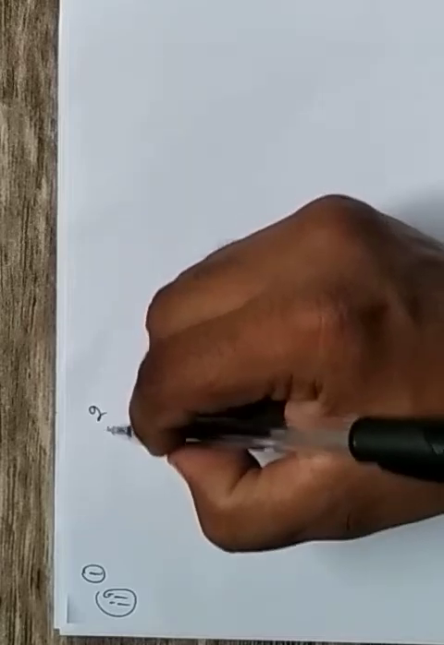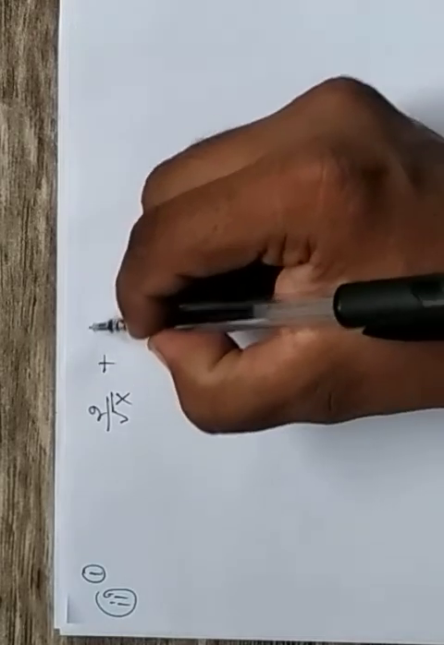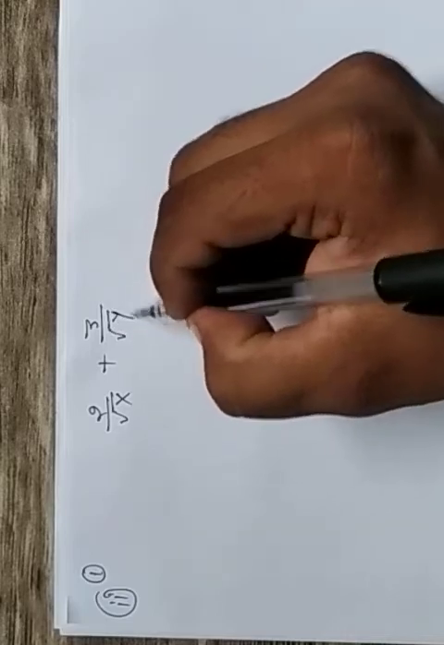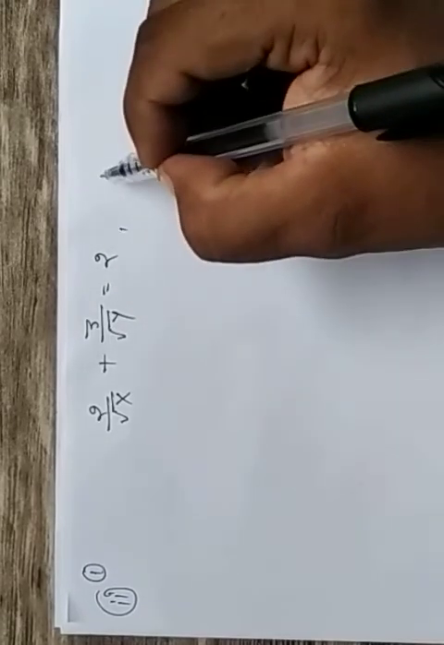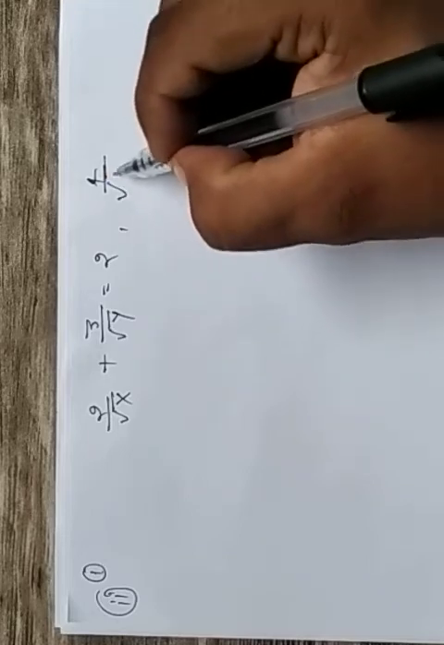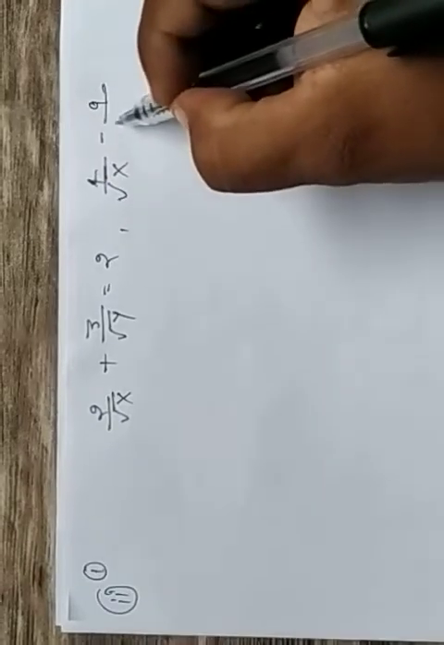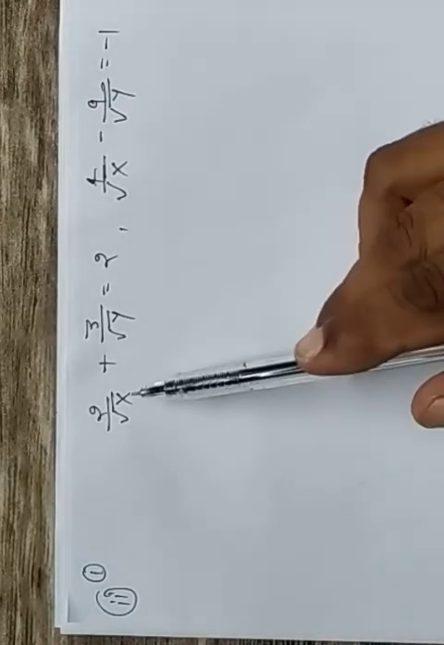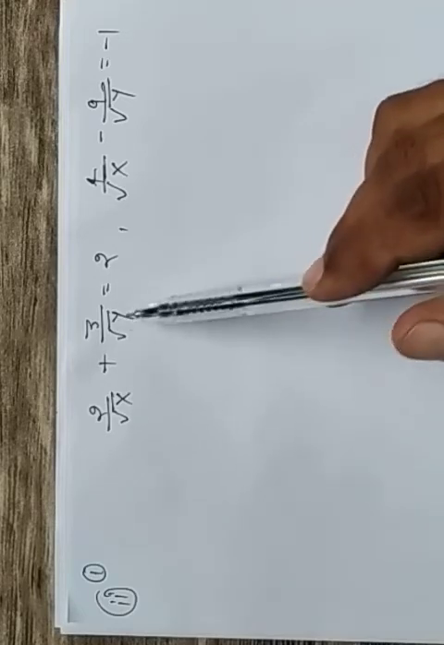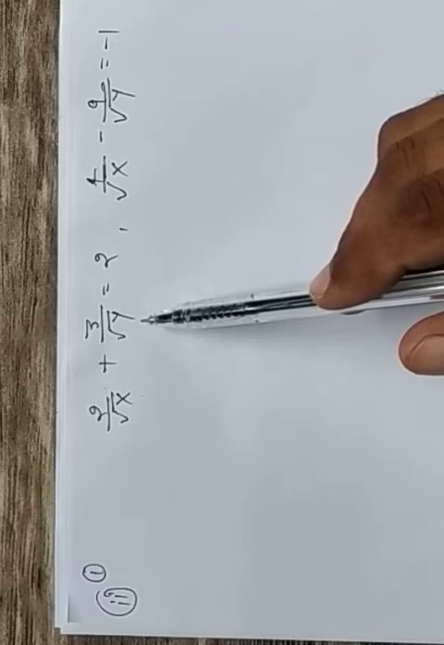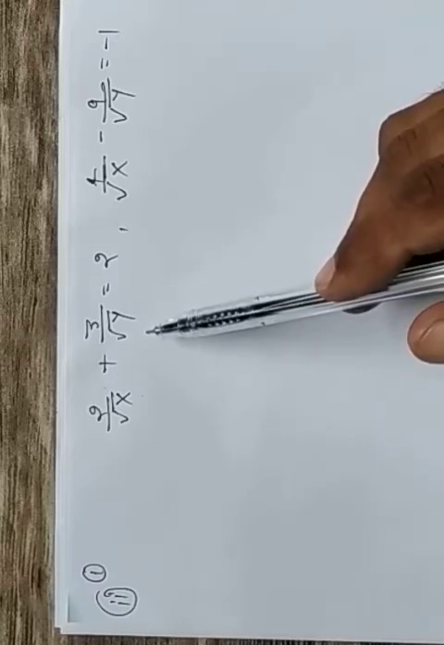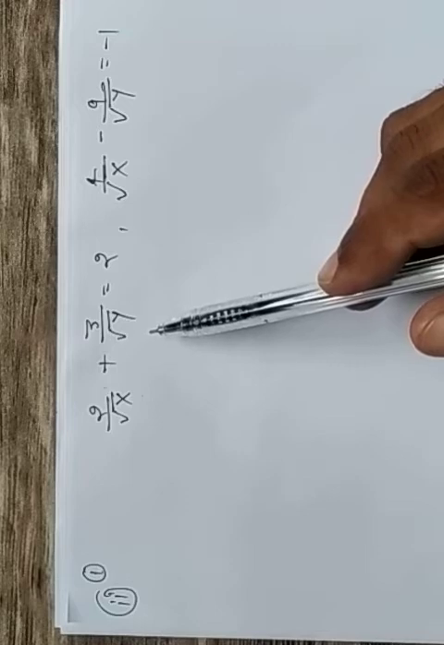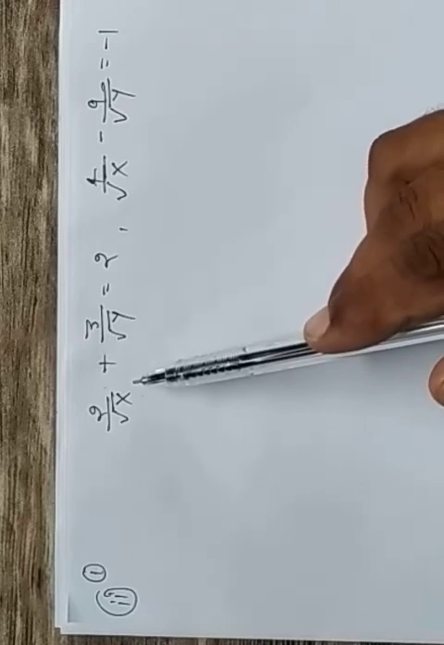Now see next question. Next question is second part of question number 1. 2 upon root x plus 3 upon root y is equal to 2, and second equation is 4 upon root x minus 9 upon root y is equal to minus 1. Now see student, again we can see here 1 by root x and 1 upon root y are coming. Again we can consider both values as u and v.